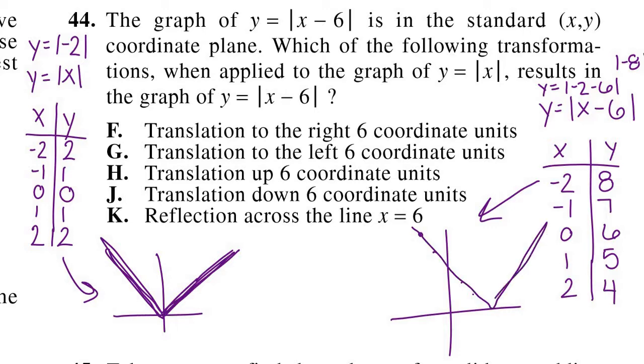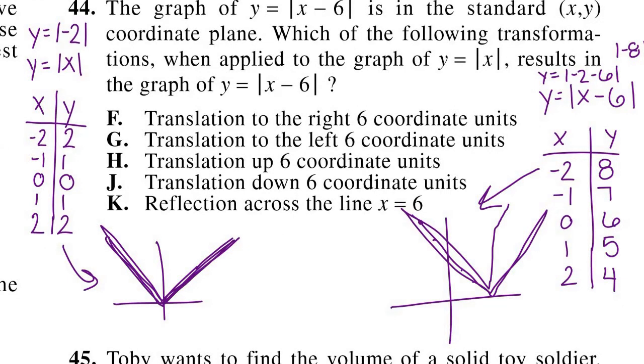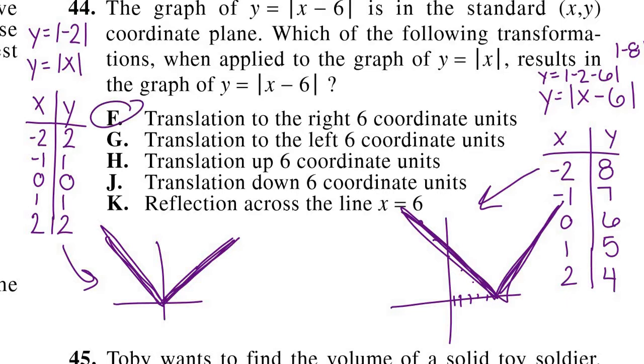So our graph is shifted to the right, which would be shifted to the right by 6 points. 1, 2, 3, 4, 5. 1, 2, 3, 4, 5, 6. So we're shifted to the right by 6 points, which goes with F, translation to the right, 6 coordinate units.